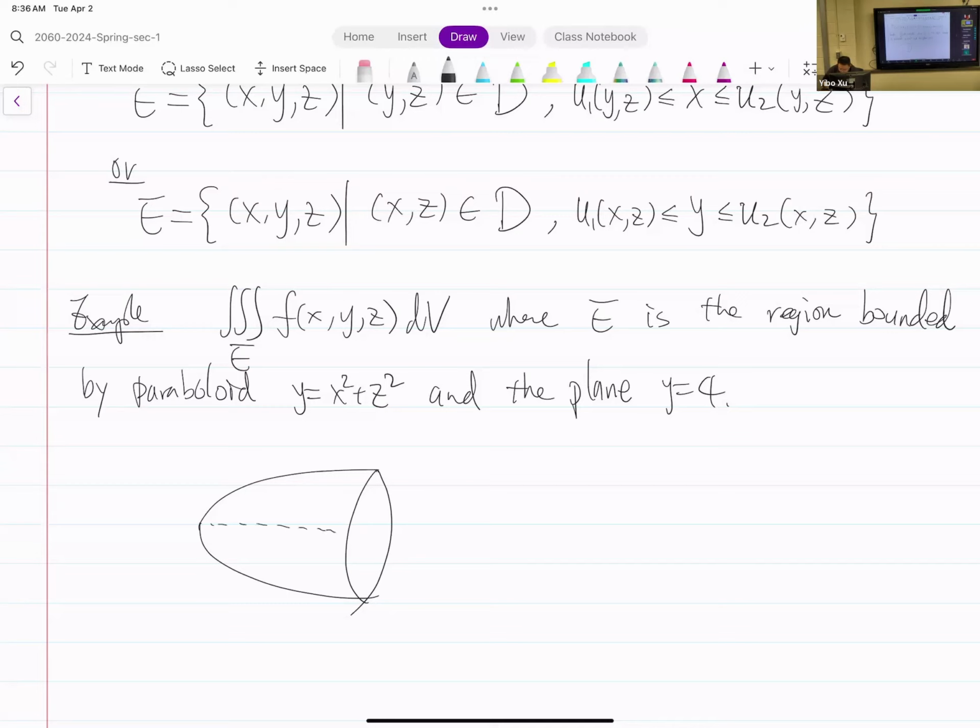Okay. Y-axis. So these are x and z axes on the region. That's our solid. Okay. So the surface here is y equals x squared plus z squared. And this is the plane. That's the upper bound, right? So basically, the paraboloid is the lower bound, and then the upper bound is here, the plane, the vertical plane, y equals 4.